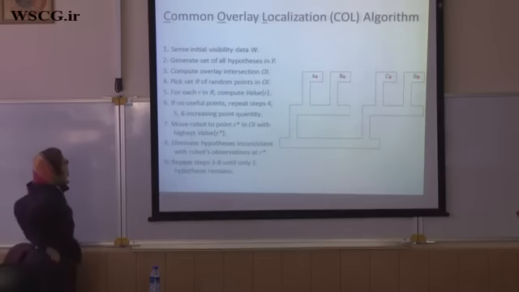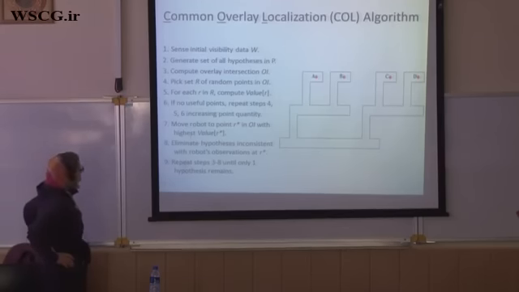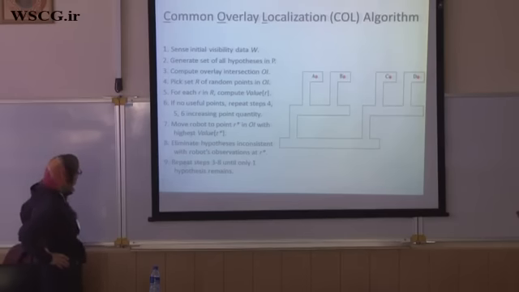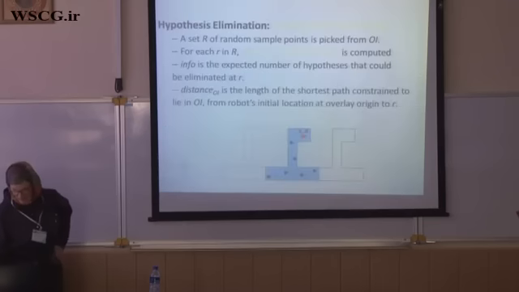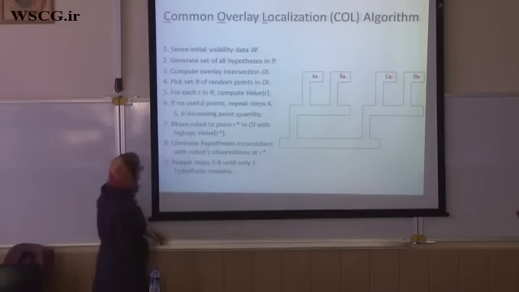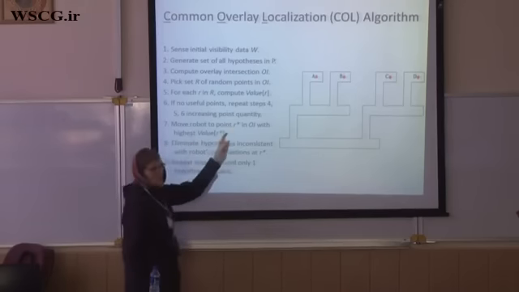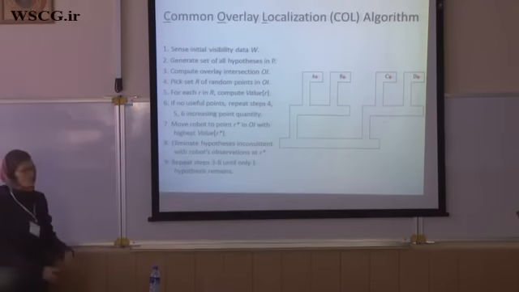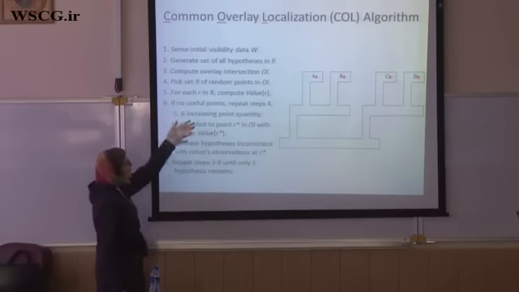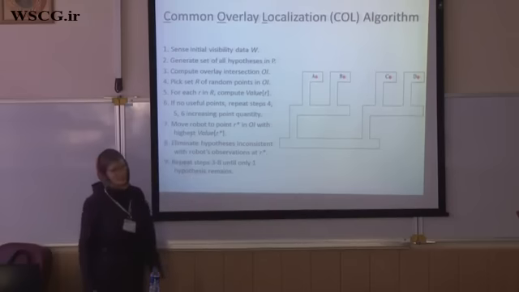So this gives rise to what's called the Common Overlay Localization, or COL algorithm. So what we do is sense the visibility data, get that visibility polygon, generate all the hypotheses, so we have the red dots, and then compute the overlay intersection. That was the blue region on the previous slide, and randomly sample the points, compute the value of each point. That's the information per distance traveled to get there. And if there are not any useful points to us, if they all have value 0, then we just have to go back and try it again.